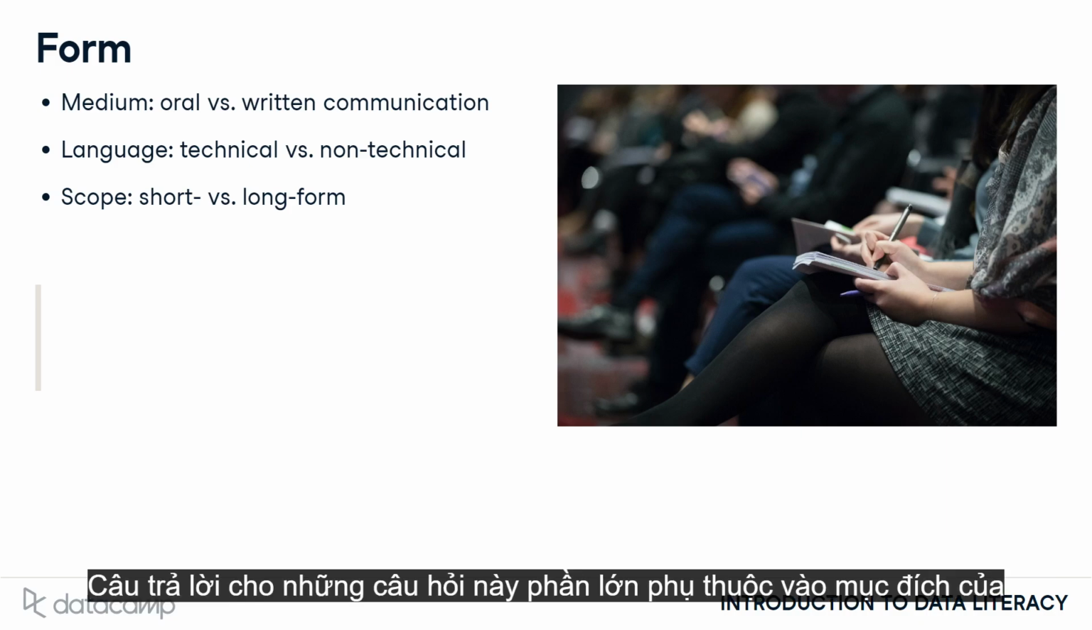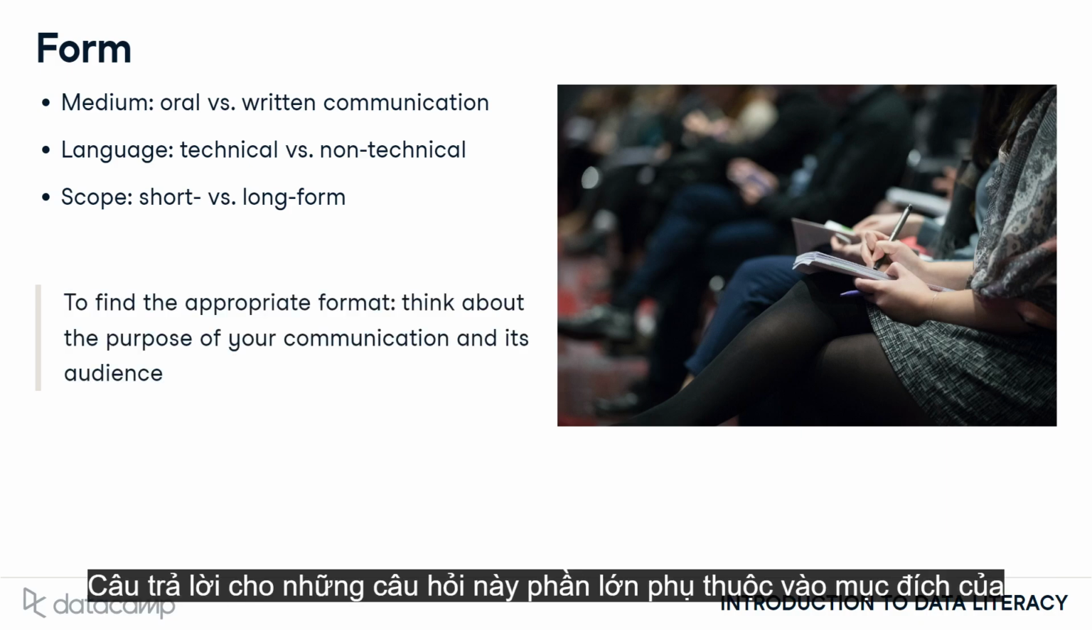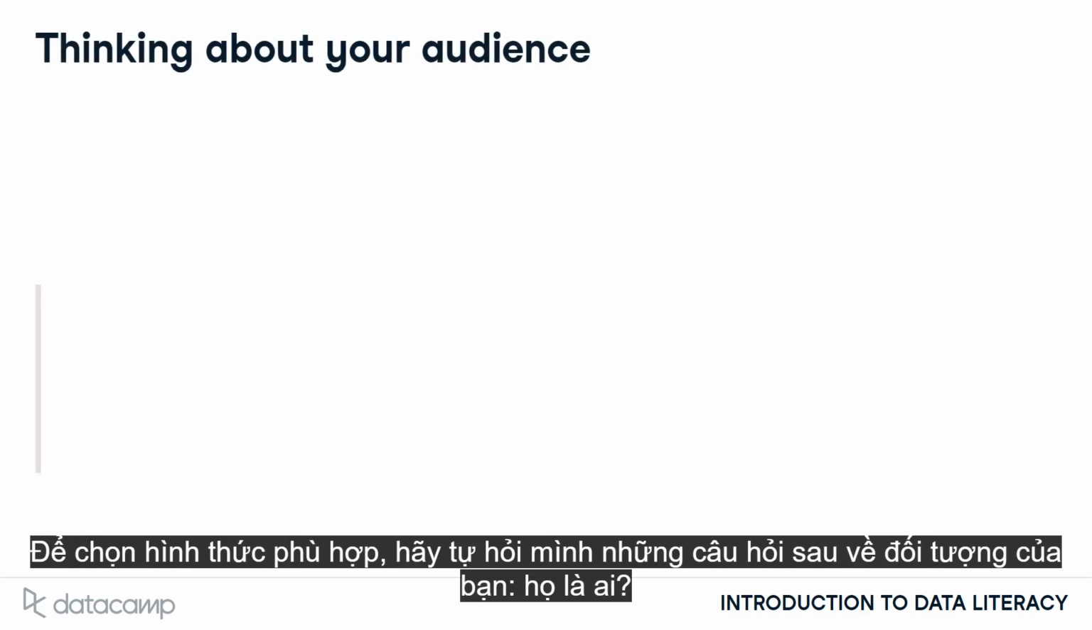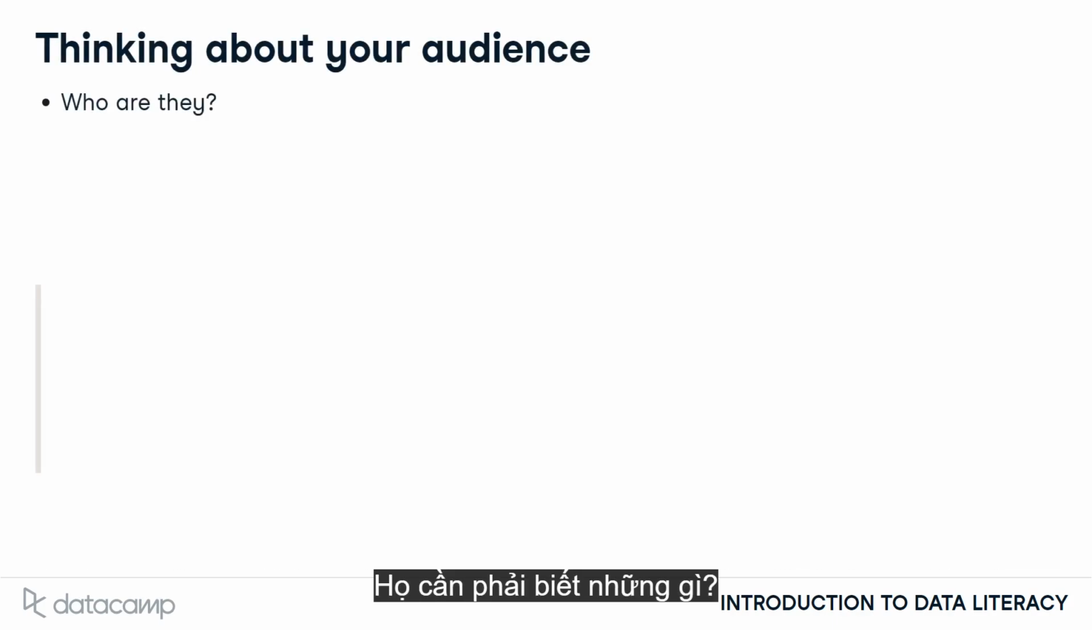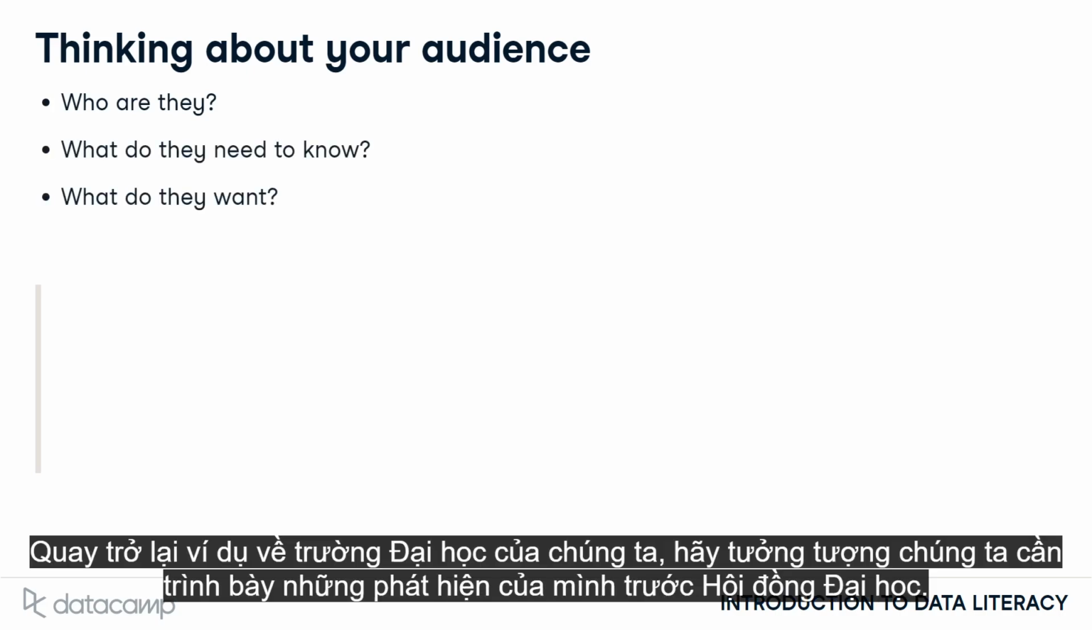details and context. The answers to these questions largely depend on the purpose of your communication and on what the audience needs from your communication. To choose the appropriate form, ask yourself the following questions about your audience. Who are they? What do they need to know? And what do they want?